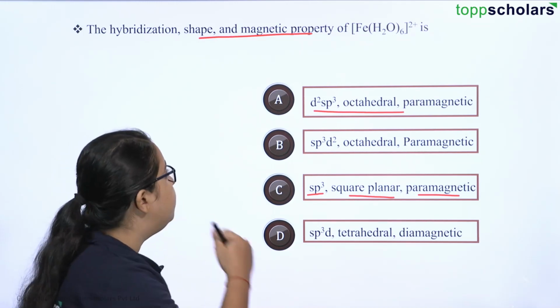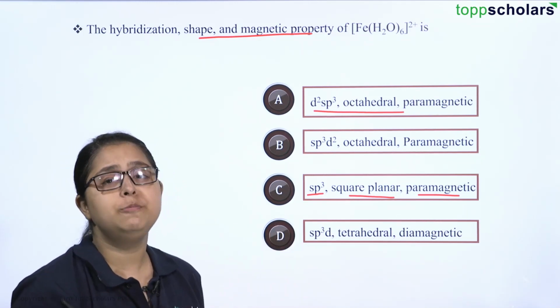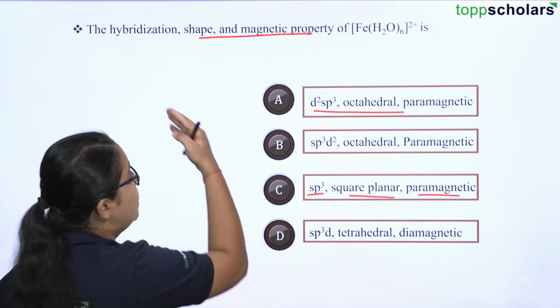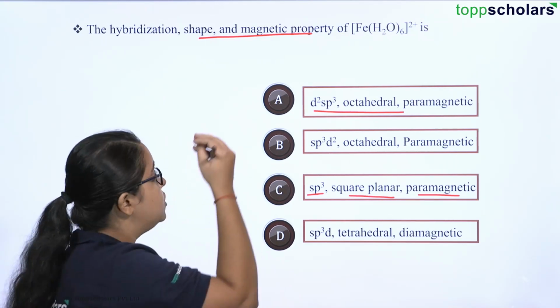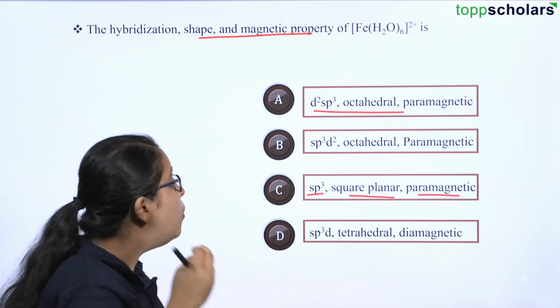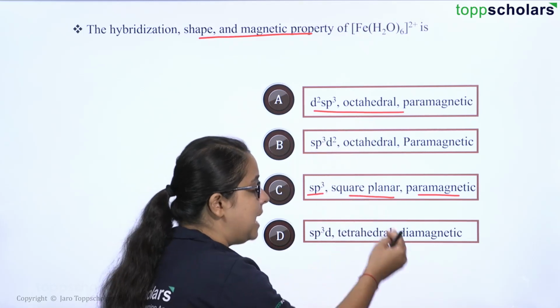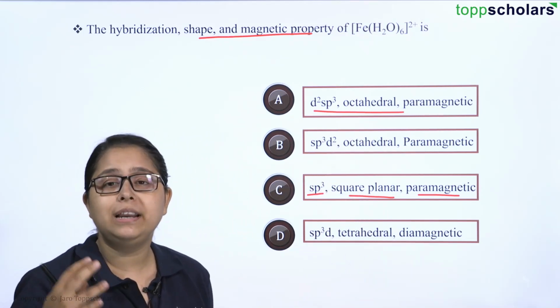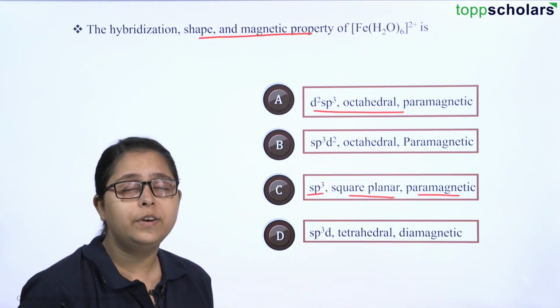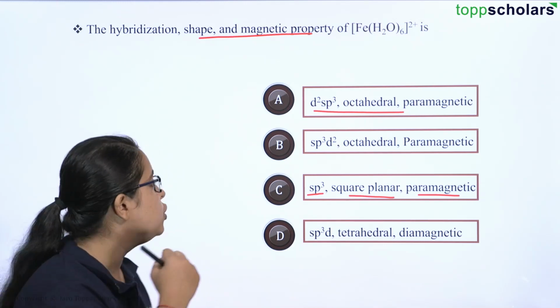First of all, before going for your examination, you should be very clear on the terms. What is hybridization? How do you determine the shape? What is the magnetic property? What do you mean by paramagnetism? What is diamagnetism? Everything should be clear in your mind. Then only you can confidently attempt such questions.